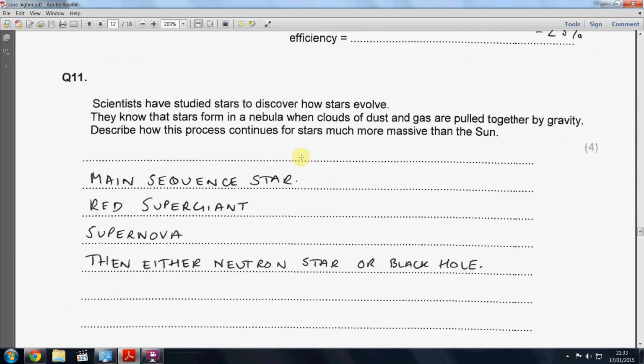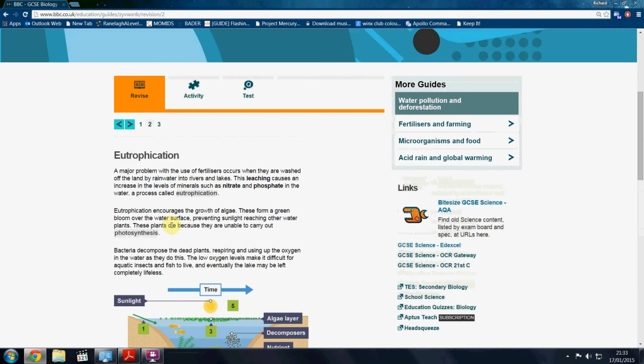Scientists have studied stars to discover how stars evolve. They know that stars form in a nebula when clouds of dust and gas are pulled together by gravity. Describe how this process continues for stars much more massive than the Sun. Let's see if we can find this on Bitesize.